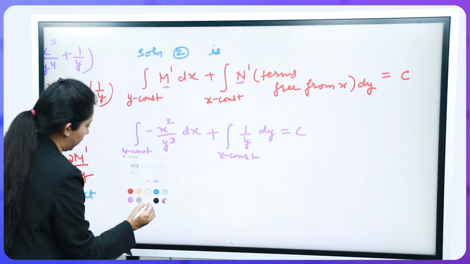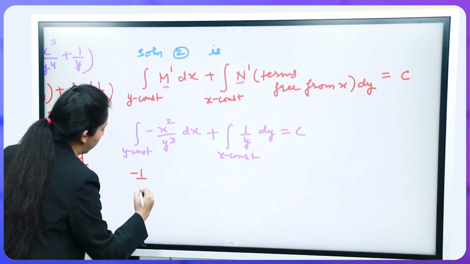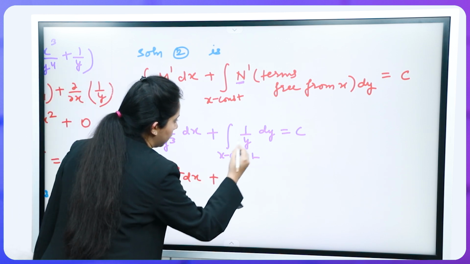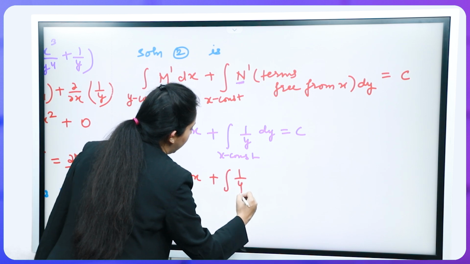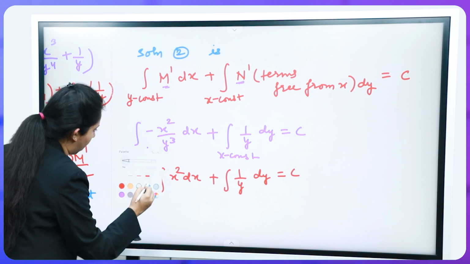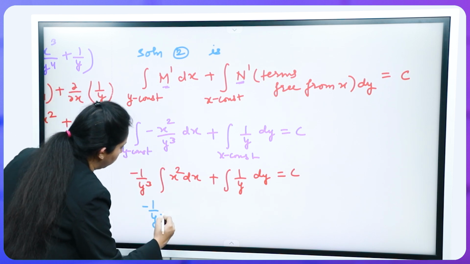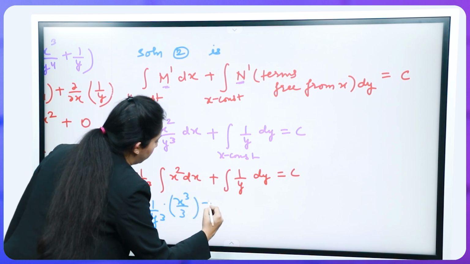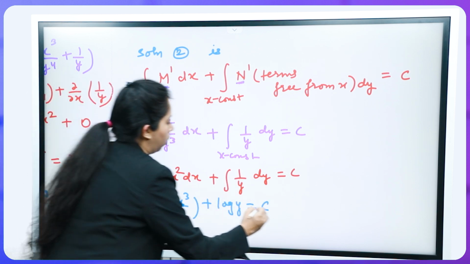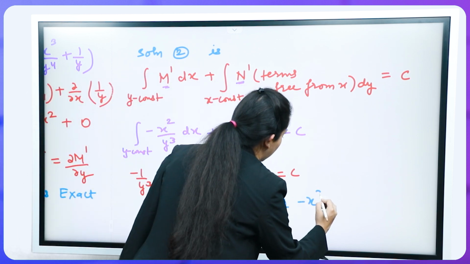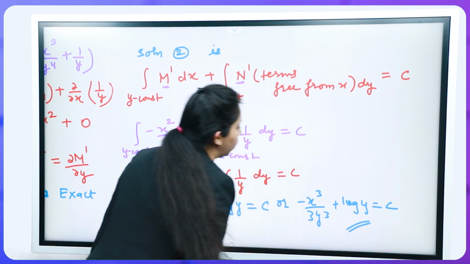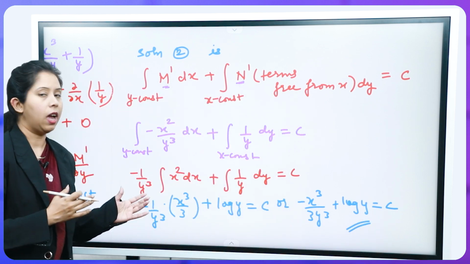Since in the first integral we have to treat y as constant, minus 1 upon y cube can be taken out of the integration, and then we have x square dx. Plus, since we have no x over here, we simply integrate it with respect to y, and c is the constant of integration. With the help of power rule we will get minus 1 upon y cube into x cube by 3, plus integration of 1 upon y is log y, that is equal to c. Simplifying, we get minus x cube upon 3y cube plus log y is equal to c. This is the solution of the given differential equation, in which we have applied rule number 1.